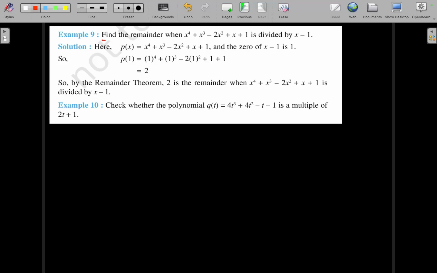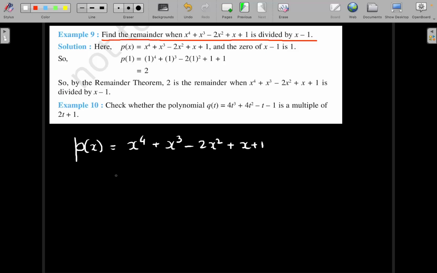It says: find the remainder when a polynomial is divided by x minus 1. Here you can see that it's a straightforward application of the remainder theorem. The polynomial is given very clearly: x raised to 4 plus x cube minus 2x square plus x plus 1, and you're dividing this by x minus 1.